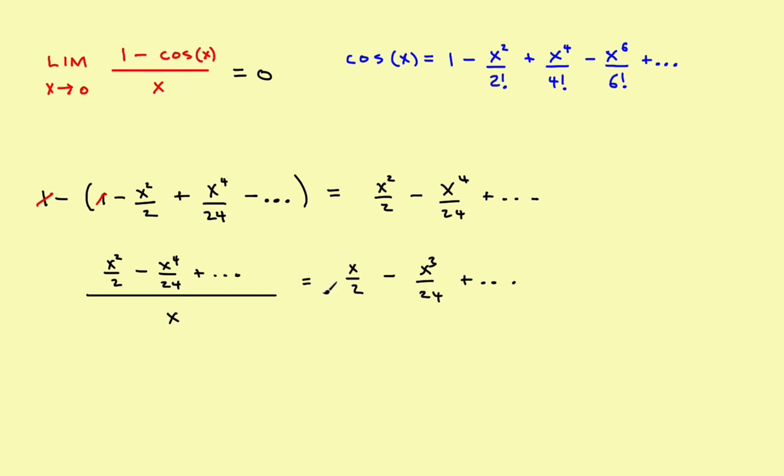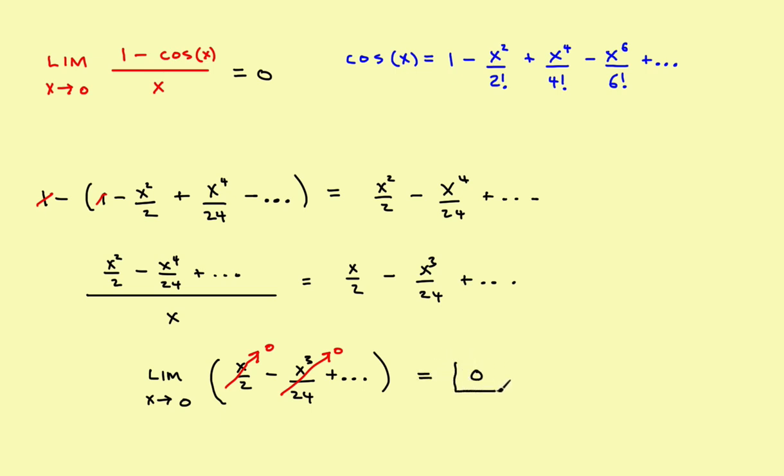Now all you want is just the limit of this. So in the final step, take the limit as x approaches 0 of x divided by 2 minus x cubed divided by 24 plus, and so on, as x goes to 0. Well, again, as x goes to 0, any term that's got an x in the numerator is going to go to 0. So that one goes to 0, that one goes to 0, and in fact, all of them go to 0. So you wind up with the limit equal to 0, and that's what you were trying to show up here.